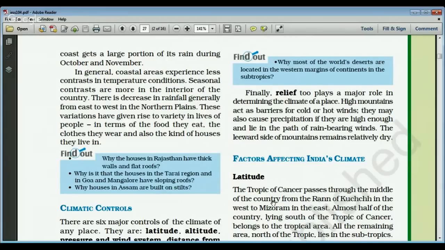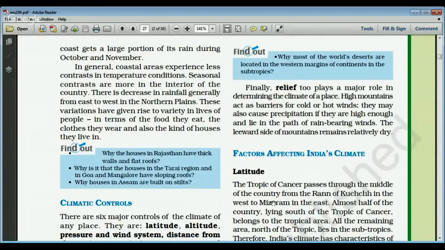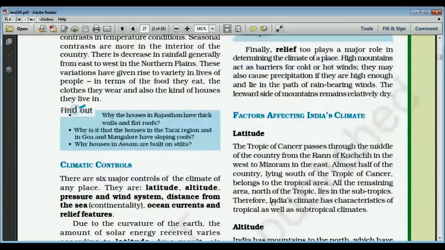You can find out why the houses in Rajasthan have thick walls and flat roofs. Rajasthan is a very hot and arid region, so they have thick walls and flat roofs to compensate for the heating effect, and to survive from the direct sunlight or sunburn, their walls are very thick.